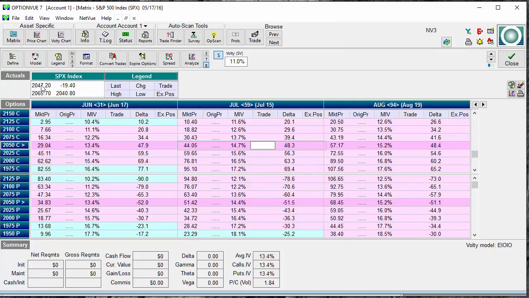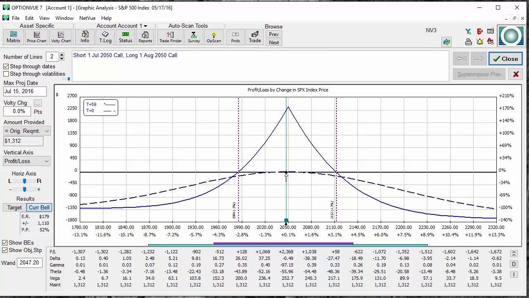So if I see the SPX right now at 2047, today is May 17th, 2016, and we've had a pretty good down day today. If I come right at the market and I say I have 59 days in which these options expire, I have 94 days in which these options expire, I am delta neutral, I am at the money, I have a risk profile graph that looks like this. The market could go down, the market could go up.